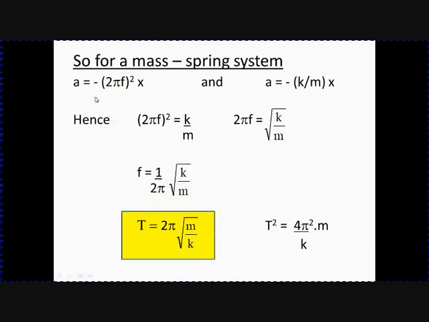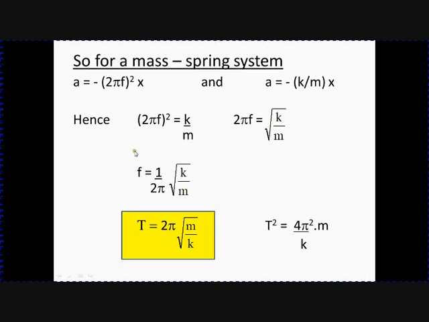Just relating that to our general equation, so this was our general equation relating acceleration to displacement, a equals minus 2 pi f all squared times x. We've just shown that a equals minus k over m times x. So this k over m and 2 pi f squared must be the same thing. So 2 pi f all squared is the same thing as k over m. If I just take the square root on both sides to get rid of the squared, I get 2 pi f equals root k over m. Divide down by the 2 pi, so I get 1 over 2 pi times root k over m is the frequency.